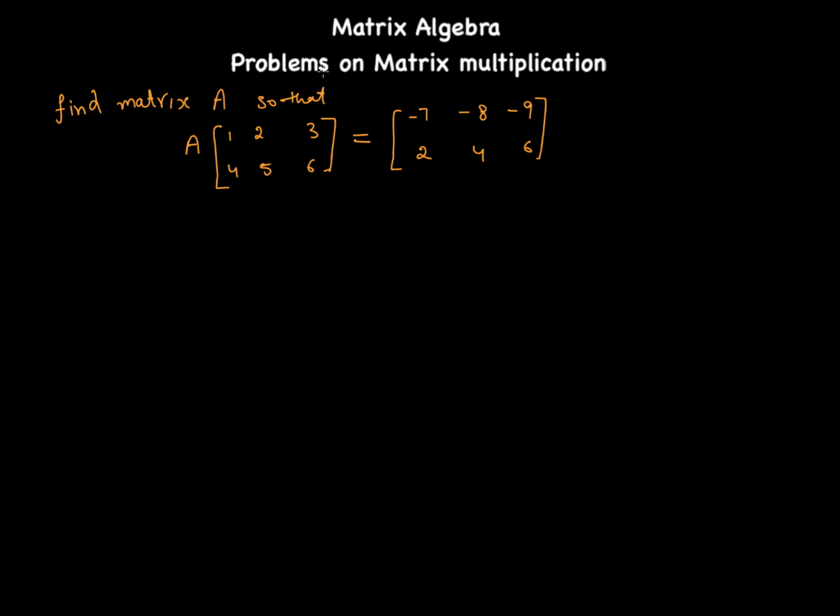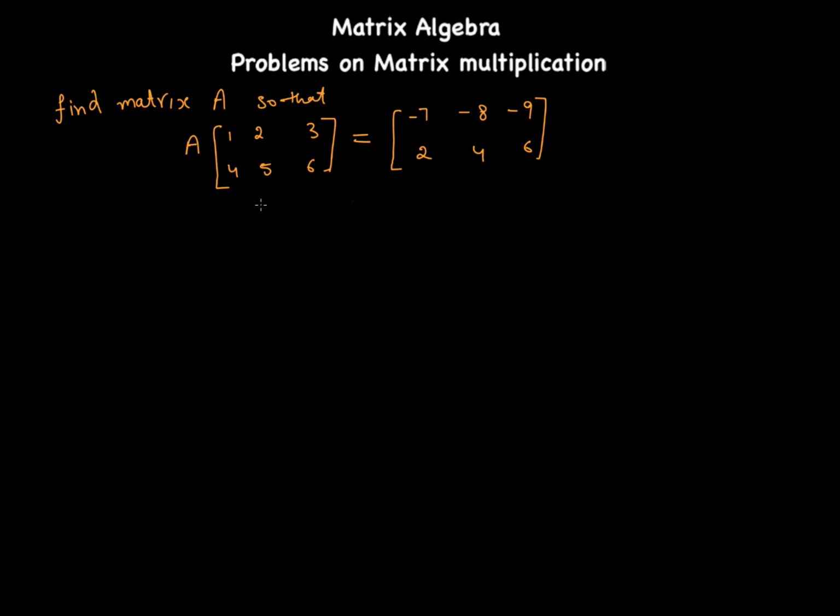Do one more problem on matrix multiplication. In this one, we got the product of two matrices equal to a third matrix, but one of the matrices is unknown. So A times this gives us this. We need to find this matrix over here. First of all, we need to find the order of this matrix. Let's write down what we know so far.